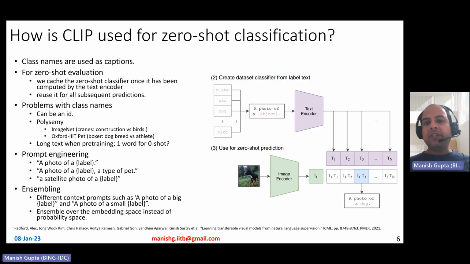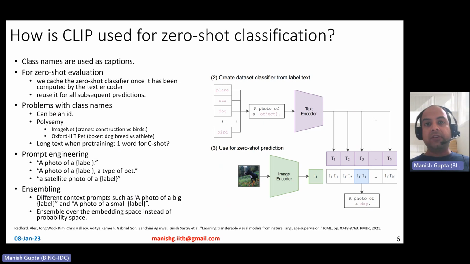So how is CLIP used for zero-shot classification? You have pre-trained CLIP. There is an image encoder, there's a text encoder, and of course you pre-trained it under the symmetric cross entropy loss, so as to minimize the cosine similarity for non-diagonal elements and maximize the cosine similarity for the diagonal elements, right? So you have the image and the text encoder, which is nicely pre-trained.